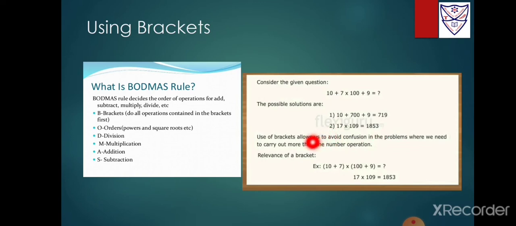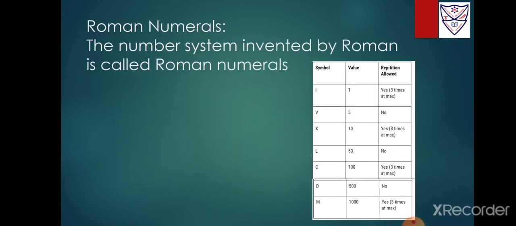Now if we use brackets, it allows us to avoid confusion in problems where we need to carry out more than one operation. So let us write this example again using brackets. 10 plus 7 in brackets, multiply 100 plus 9 in brackets. Then how much? So what is the rule of using brackets? First turn everything inside the brackets into a single number and then perform the operations outside. So here 10 plus 7, 17, and 100 plus 9, 109, and outside the operation is multiply. So 17 multiply 109 equals 1853.